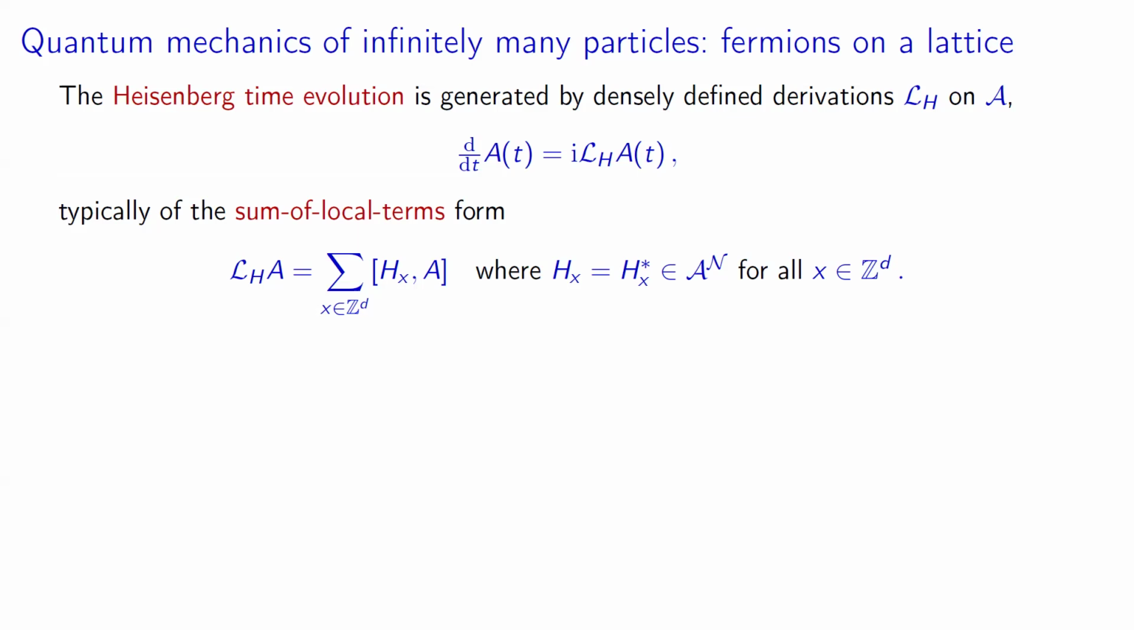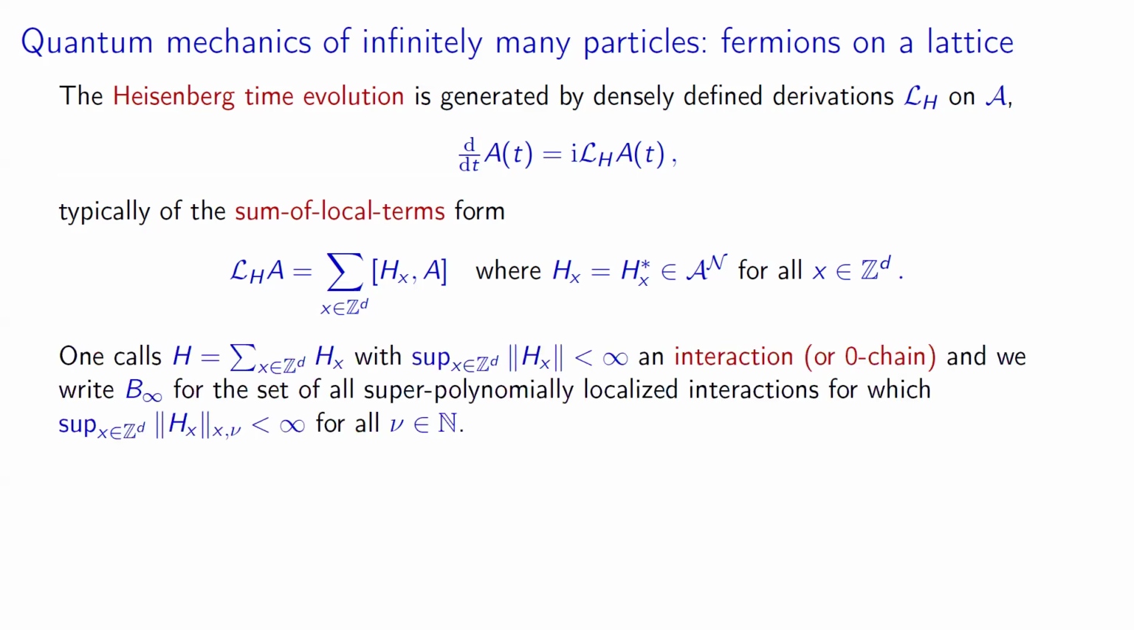You think if this A is sufficiently localized in space, then most of these commutators here are almost zero, because the Hx are supported far away. And we will always assume that our Hamiltonians are even, that they satisfy the commutation relations I showed you. Actually, we will assume that our Hamiltonian terms are self-adjoint and number conserving. Okay, so this is just a different way of writing the Heisenberg equations of motion.